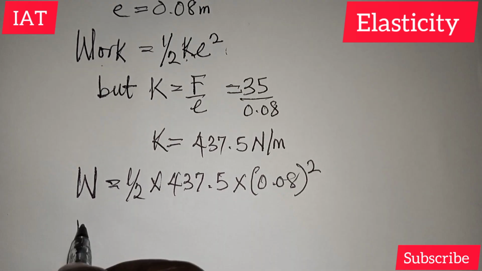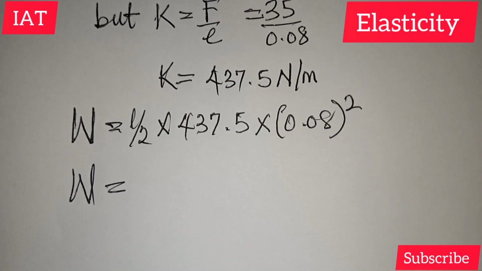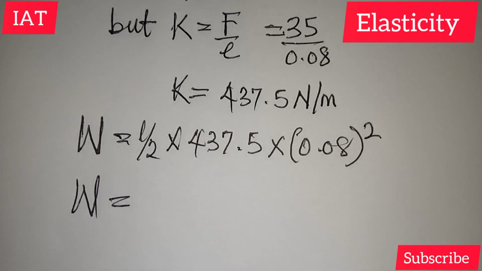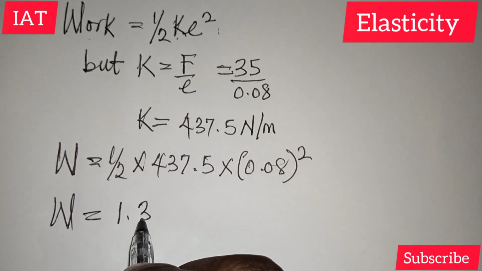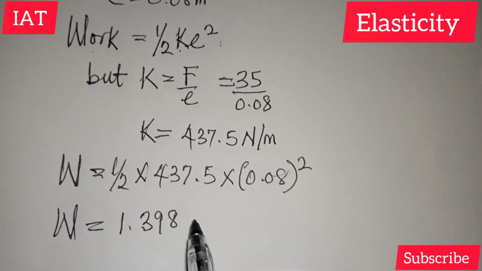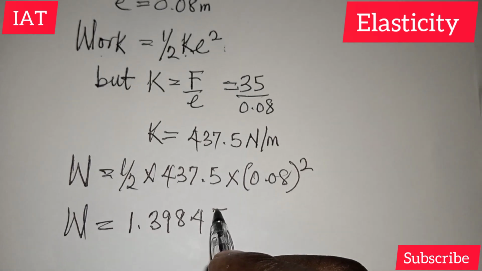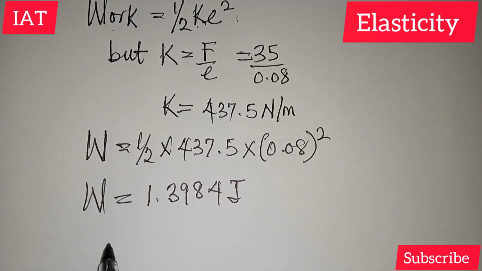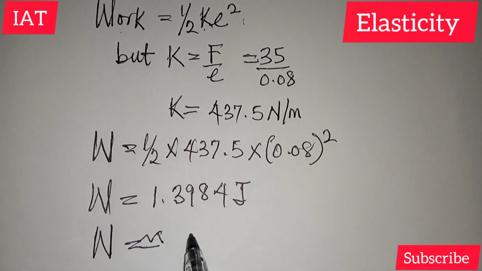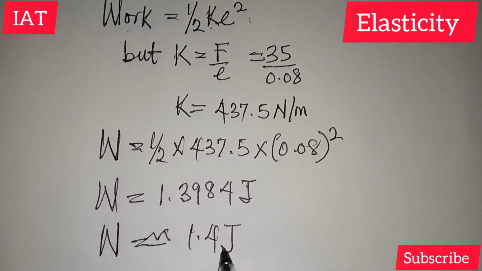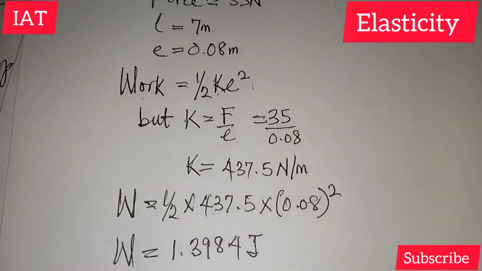So W at this point will be equal to, let's use our calculator to punch this. Please make sure you punch carefully. What I have is 1.3984. What is the unit for work? That's joules. So we can take this value approximately to be 1.4 joules. You can see how simple this could be. So let's look at the last problem, after which we can round this section up.